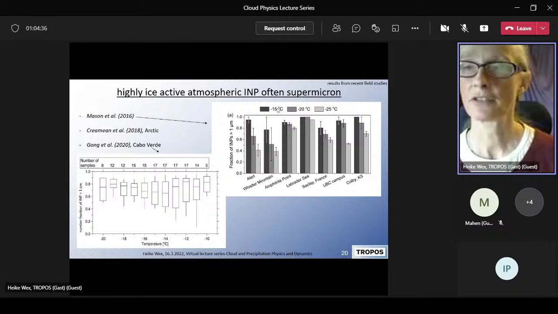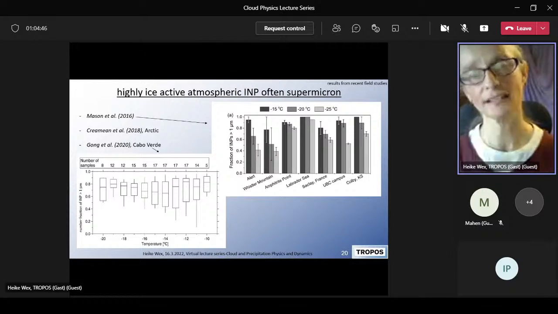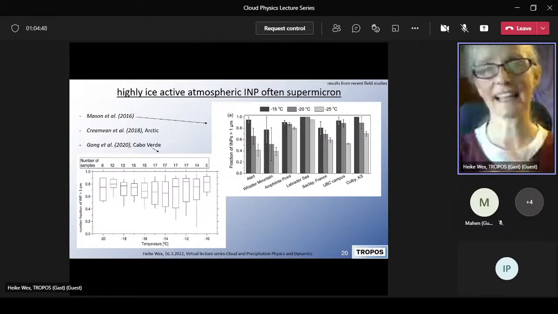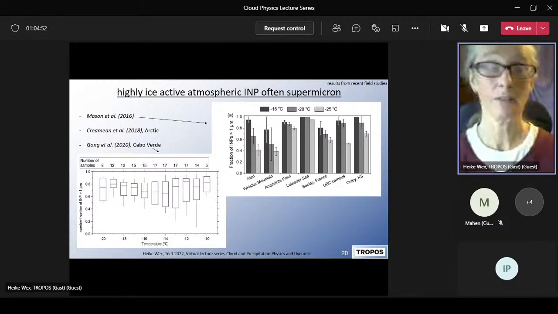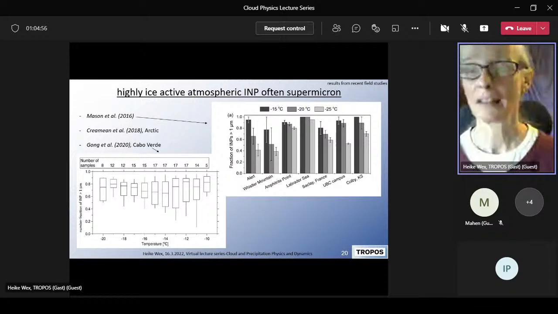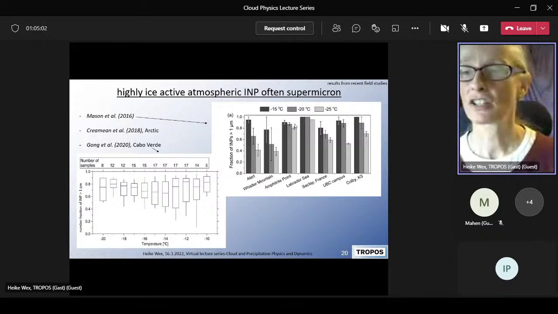And at minus 15 degrees Celsius, you see that across all sites, roughly maybe 80 or more % of INP are supermicron. That now fits, because I told you it's at these high temperatures, you have the biological INP. They are large microorganisms with tiny macromolecules, but still, that fits. Even still at minus 25 degrees Celsius, a high fraction at all sites was supermicron.